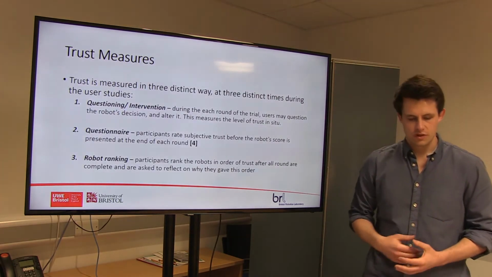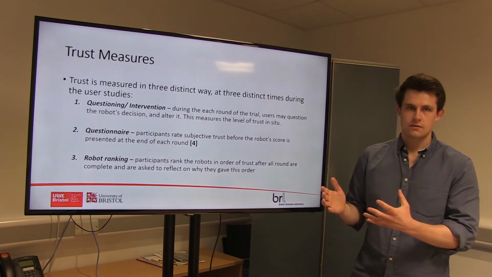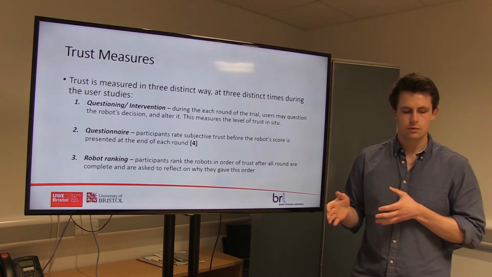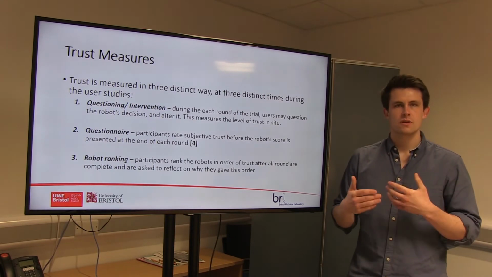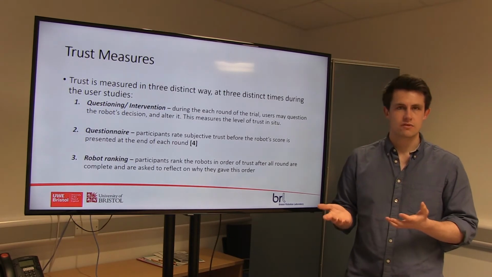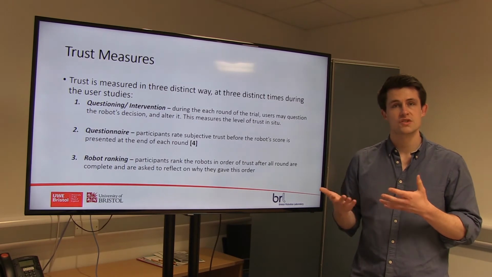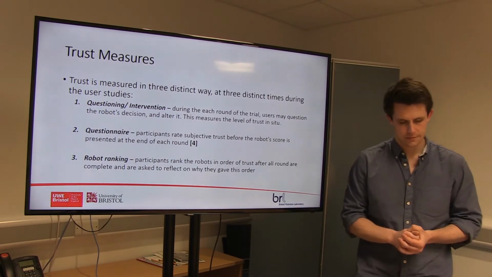So how are we measuring trust? Well, at each gate, we were measuring whether or not people questioned the robot or intervened with its decisions, with the assumption that if a robot was questioned more, it would be less trusted, and if its decisions were rejected more, it would also be less trusted.